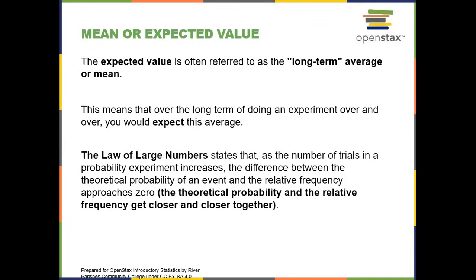The law of large numbers states that as the number of trials in a probability experiment increases, the difference between the theoretical probability of an event and the relative frequency approaches zero. The theoretical probability and the relative frequency get closer and closer together as you repeat the experiment over and over again. So this is the law of large numbers. Repeat the experiment a large number of times, and the relative frequency of each individual event is almost equal to the theoretical probability of that event.